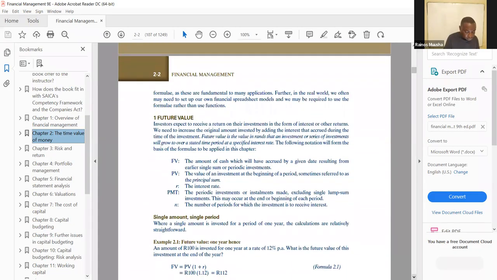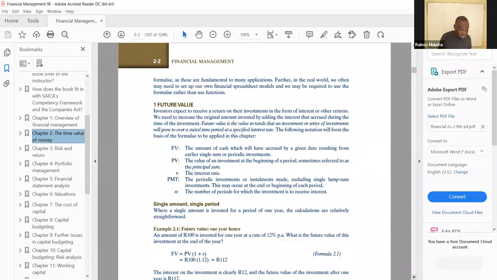So when you look at time value of money, the first concept that we're going to be looking at is the concept of future value. Here they say, investors expect to receive a return on their investment in the form of interest and other returns. So we need to increase the original amount invested by adding the interest that accrued during the time of the investment. So the future value is the value in rand that an investment or series of investments will grow to over a certain time period at a specified interest rate.